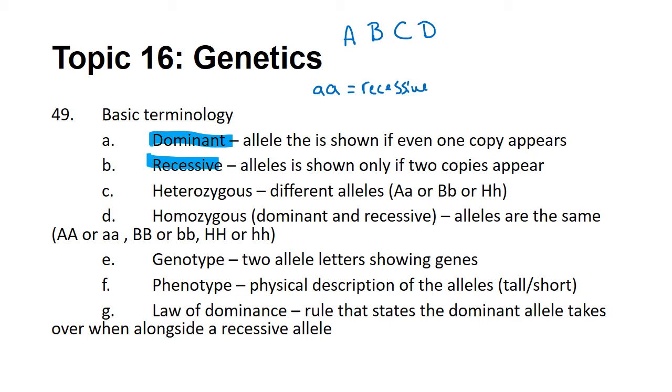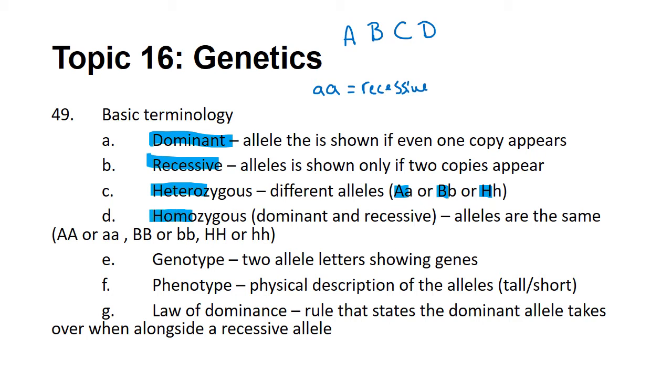Then we have the terms homozygous and heterozygous. Hetero means different. So we're saying these alleles are different from each other. So you have a big and a little. And try to remember, you can see the big letter always comes first. Never, ever, ever put the little letter up front.